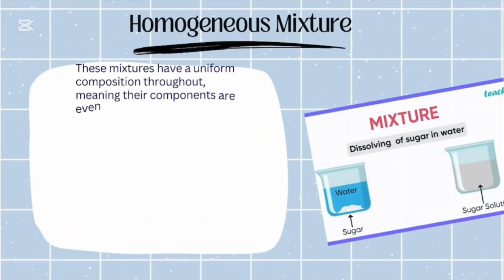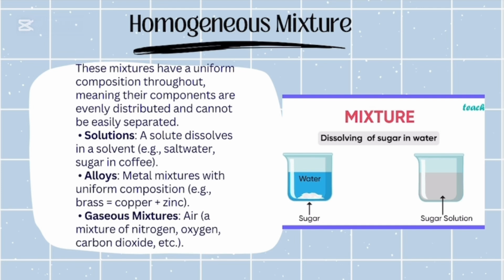We will start with the homogeneous mixture, and this is a mixture that has a uniform composition throughout, meaning their components are evenly distributed and cannot be easily separated. Also, a homogeneous mixture is known as a solution that contains a solute that dissolves in a solvent, like salt water or sugar in coffee. Also, another name for homogeneous mixture is alloys, which is a metal mixture with uniform composition.